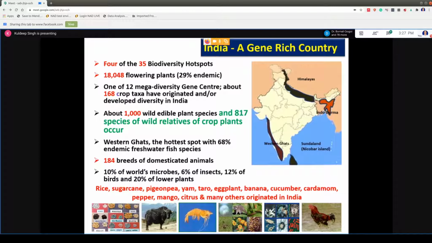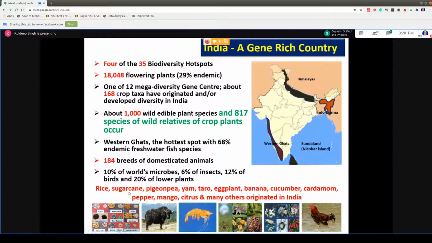This slide gives you what Mother Nature has bestowed upon us as Indians. We are a gene-rich country. We have 4 of the 35 biodiversity hotspots present in India. We have a very large number of species which have evolved in India. And we have over 1,000 wild edible plant species and almost 817 species of wild relatives of the crop plants which exist here in India.